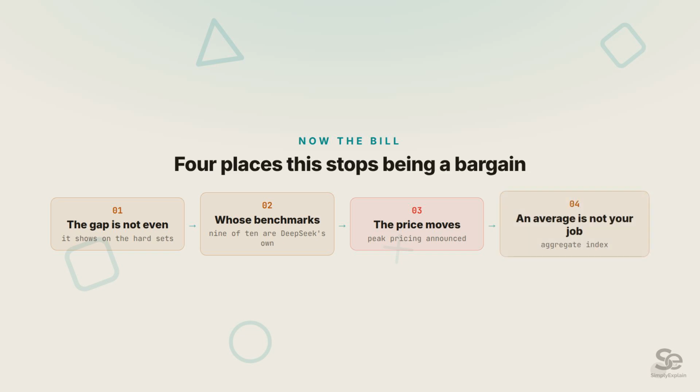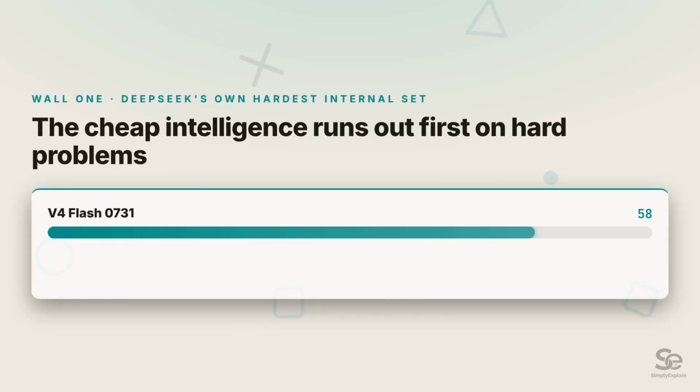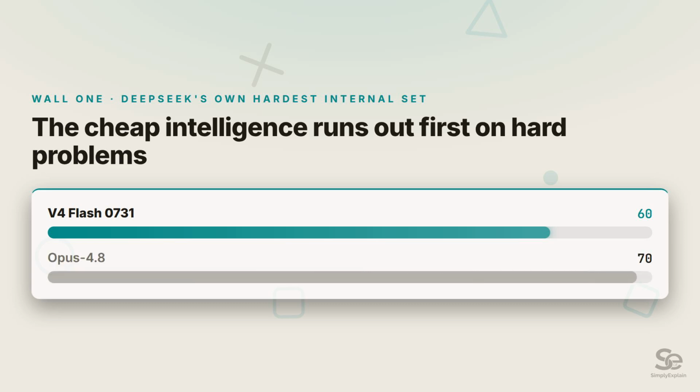2 of them only became true in the last week. And the gap is not evenly spread. On DeepSeek's own hardest internal set, Flash scores 59.6 against Opus 4.8's 71.7. On easier agentic tasks, it is within a couple of points.